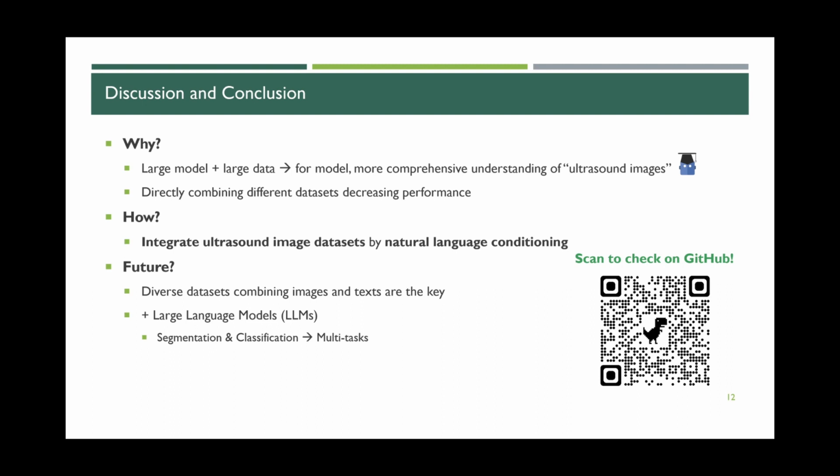We need more diverse, high-quality datasets combining images and texts. Second, the current model was built based on CLIP and can only do segmentation and classification tasks. We may incorporate large language models such as Llama to achieve multitasks.